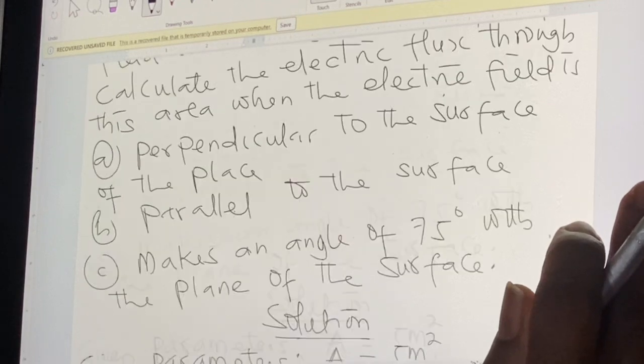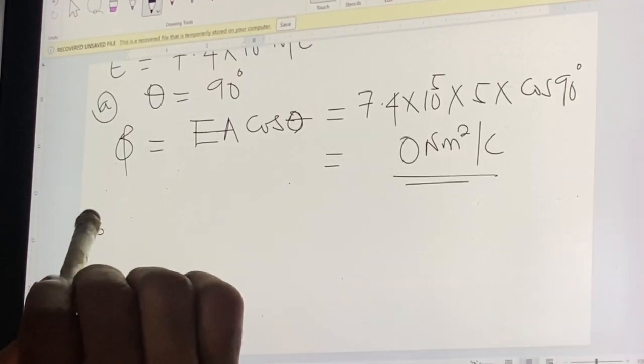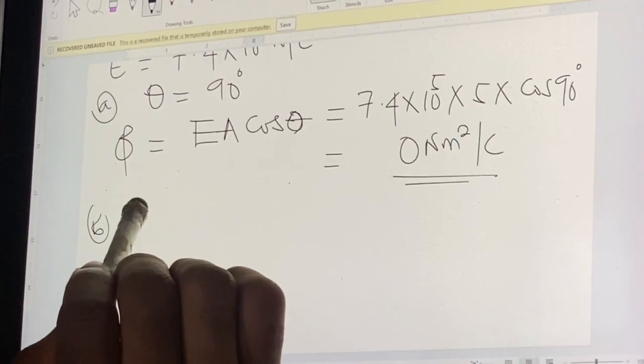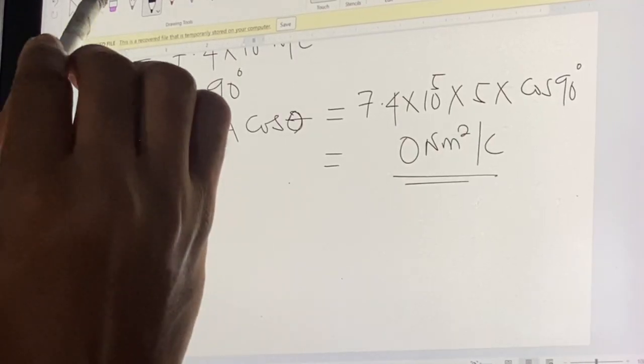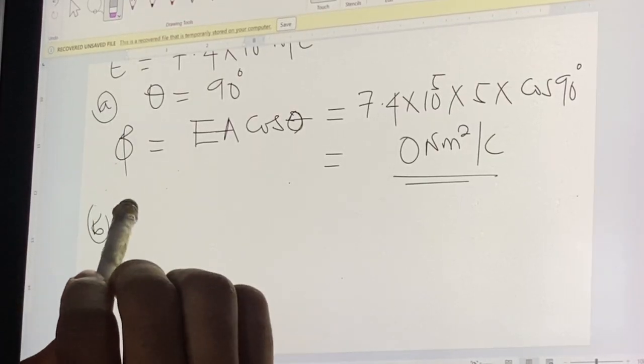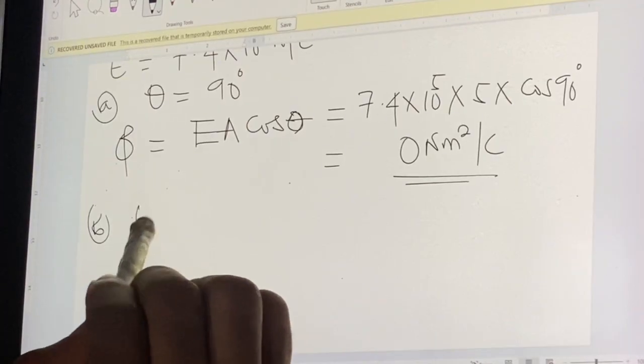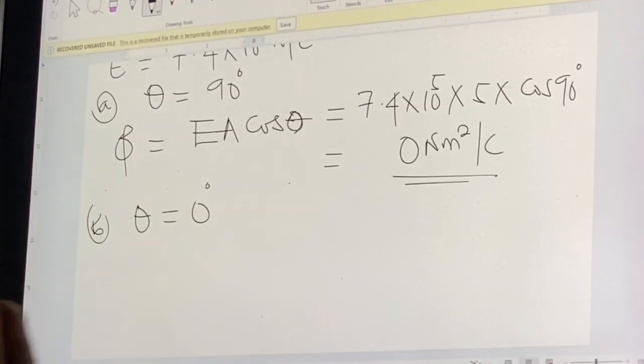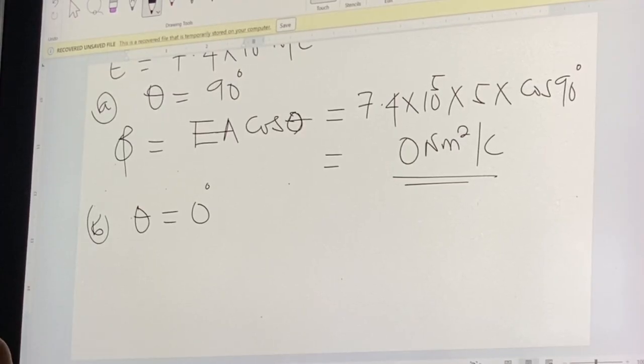Please take note. Now the next condition here, B, they say parallel, and the word parallel also involves an angle. It means that theta is given to us as 0 degrees. Please pay much attention here. The word perpendicular and the word parallel indicate an angle. When the surface is perpendicular, it means that the angle is 90. When the surface is parallel, it means that the angle is 0. Please take note of that, okay?